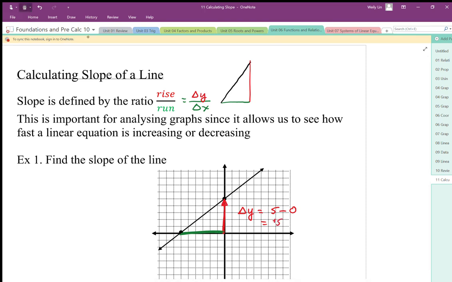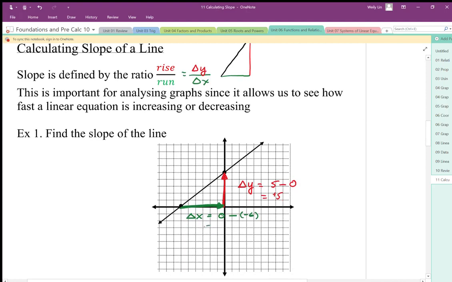And I can do the same thing for my x's. I want to find the change in the x's. So I'm going to end at 0, and I started at negative 6. If I subtract those two positions, I get the change in x. And if I count it, 1, 2, 3, 4, 5, 6, I should end up with positive 6, which I do. So there's my rise and run components.